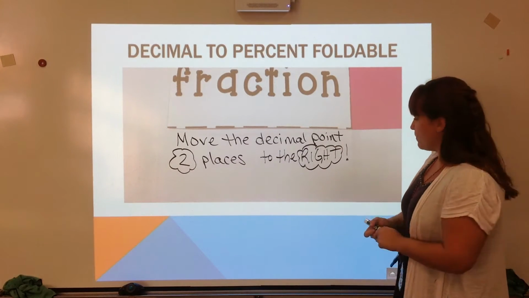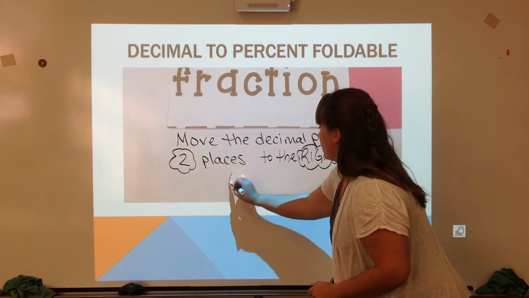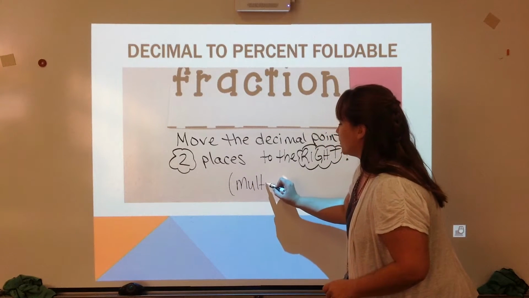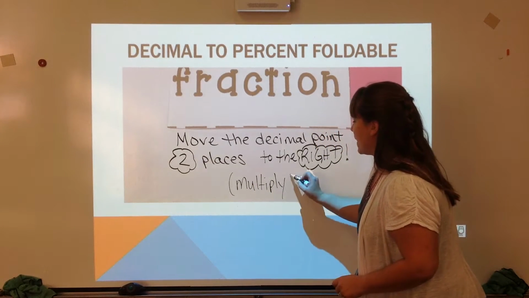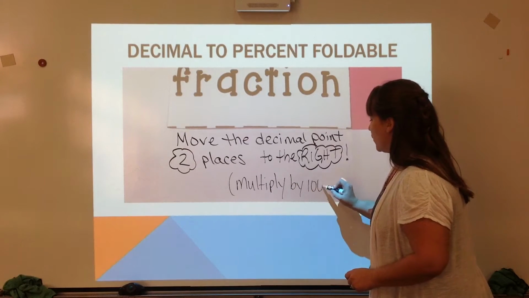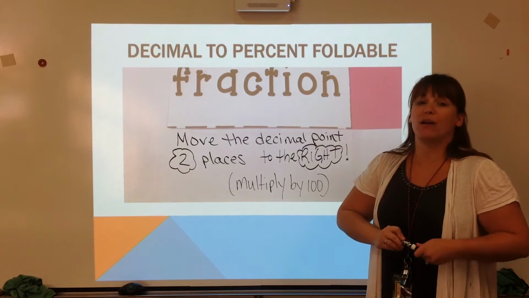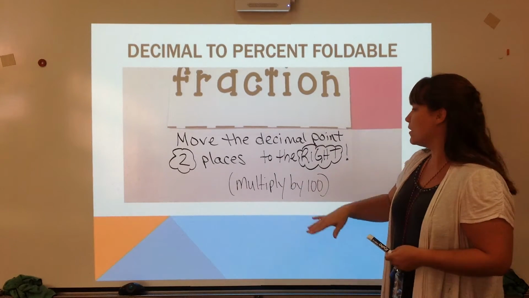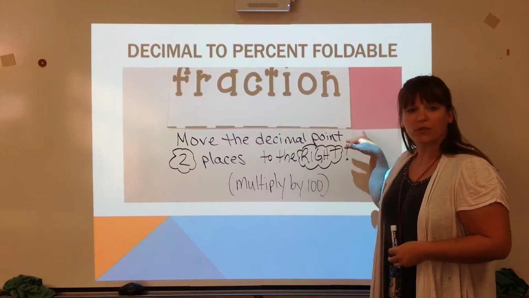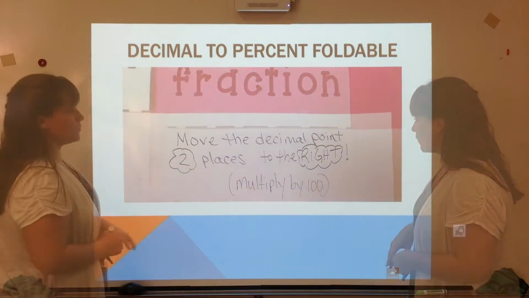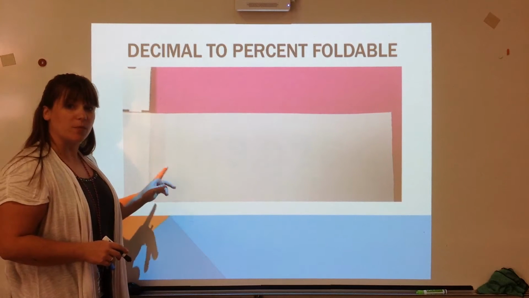And if you have room, I'd like you to just have a parenthesis. That is what happens when you multiply by 100. That's what's really going on. You're multiplying that decimal by 100. When that happens, you're going to see the decimal point move just like we did before up above. We're going to do 3 examples here.